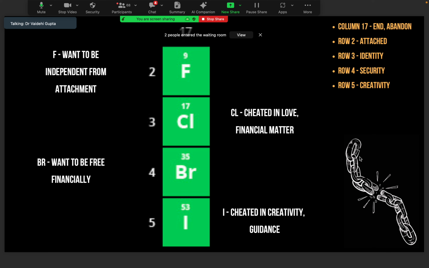Bromium, they want to be financially independent, like if a lady wants to do a job, she wants to be financially independent. It's like bromium. Iodum, it is a row of creativity. So they feel cheated in creativity or in guidance, like no one has guided her properly.